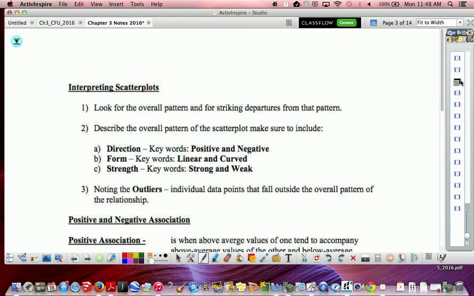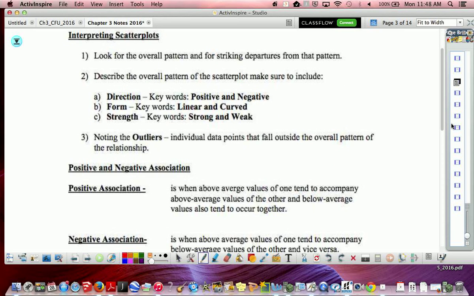So, how you go about doing it? Give you some basic steps here. First thing you want to do is just look at the overall pattern. Look for any striking departure. Basically, you want to look for any points that seem to be outliers, that are way off the overall pattern. In ours, it looked pretty nice.